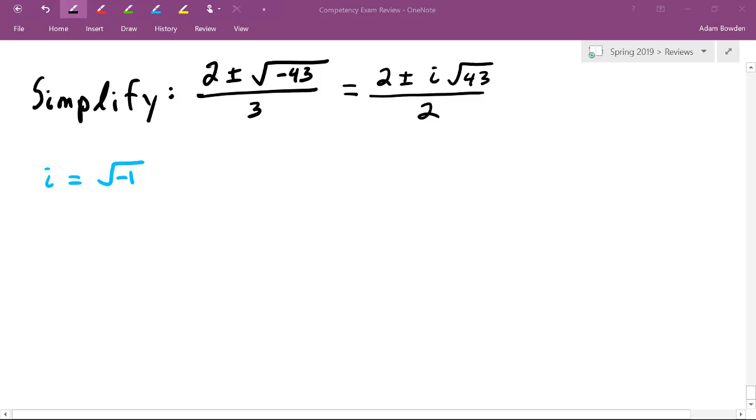You can put it out in front, and that'll take care of the square root of the negative number, leaving you with just something like this instead. And in this case, there's no other simplifications that can happen when we have the square root of 43, because it doesn't break down any further, and there's no other numbers that'll simplify as well.